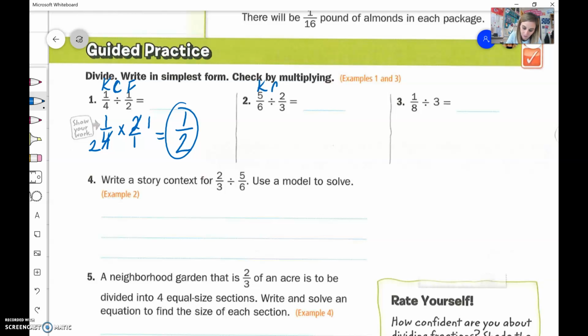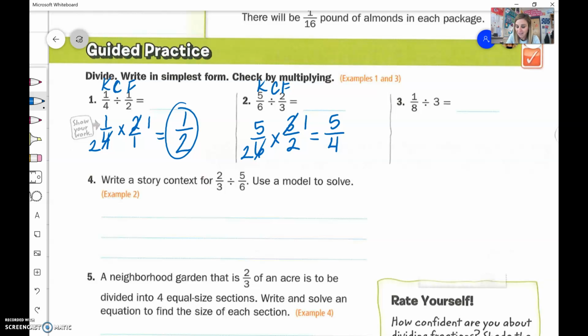Awesome. Keep, change, flip. Only with division, not with multiplication. Only with division do we do keep, change, flip. So keep, change the division to a multiplication, and flip 2/3 to 3 over 2. You're going to cross simplify, and you're going to get 3 divided by 3 is 1. 6 divided by 3 is 2. And you're going to multiply across with your numerators. 5 times 1 is 5. 2 times 2 is 4.